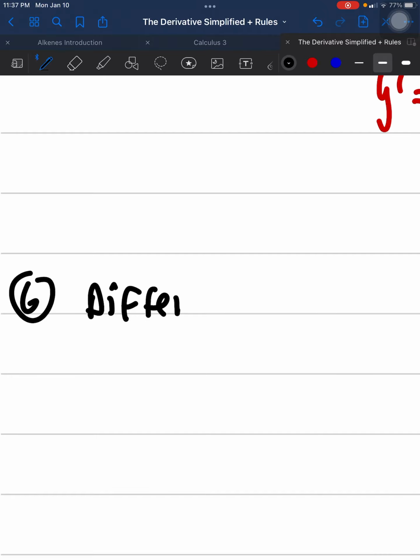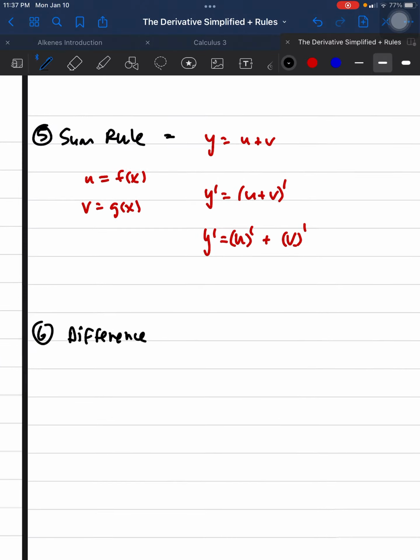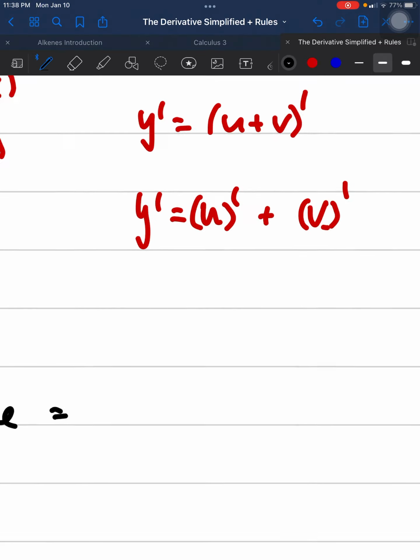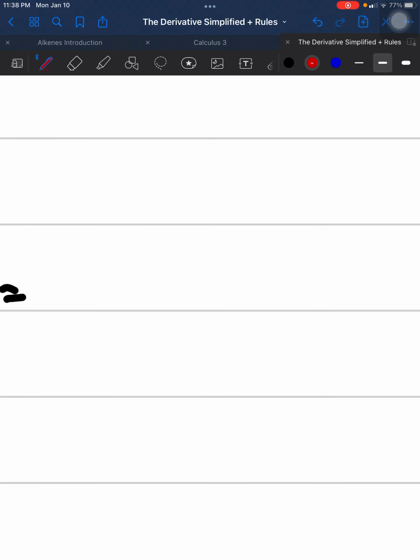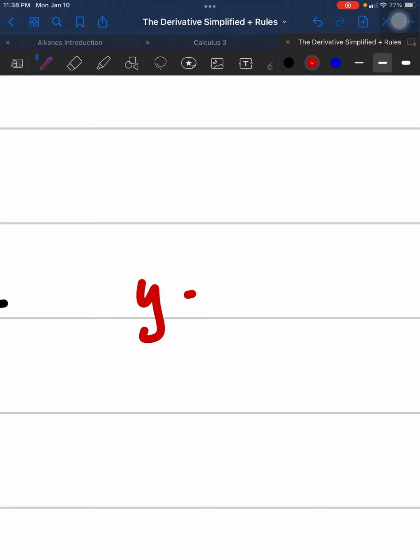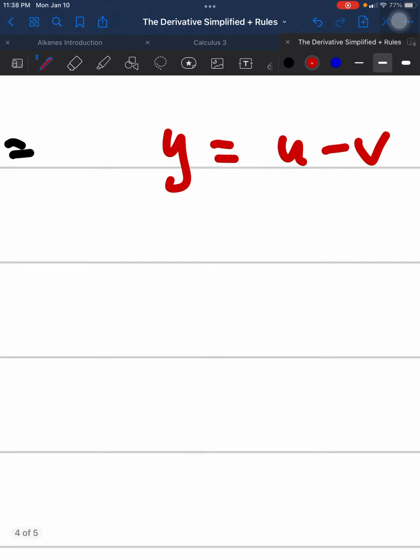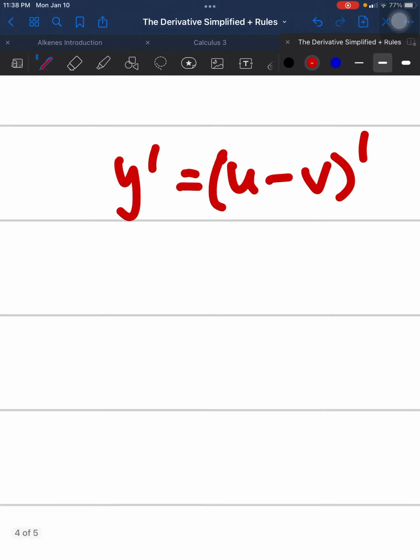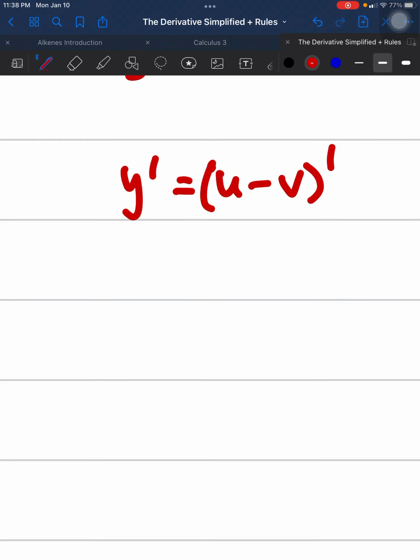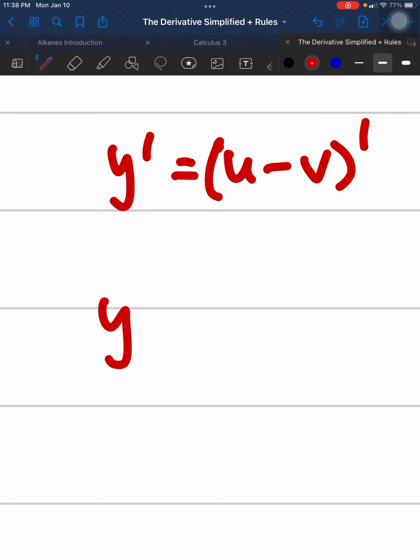Then the difference rule is just literally the opposite, where we're going to be taking the difference of two functions, but we're going to take the difference of the derivatives of two different functions. So y is equal to u minus v. We want to take the derivative. So u minus v prime, right? Now we can take the derivative separately.